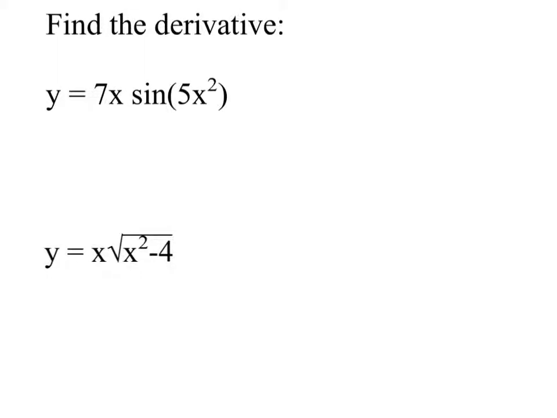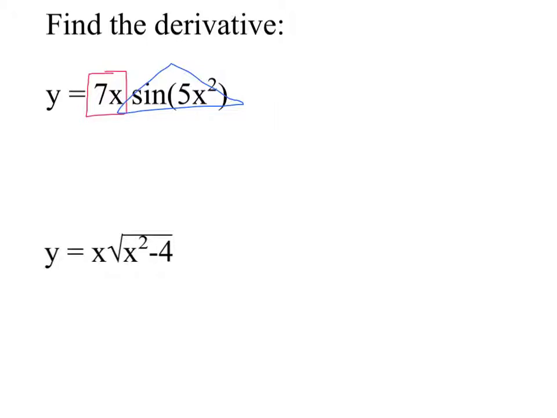In this video, we're going to review a couple derivative rules as well as looking at the rules for derivatives for the logarithmic and exponential functions. First of all, finding the derivative of this 7x times sine of 5x squared, please recognize that it is a product. We've got the function 7x multiplied by the function sine of 5x squared.